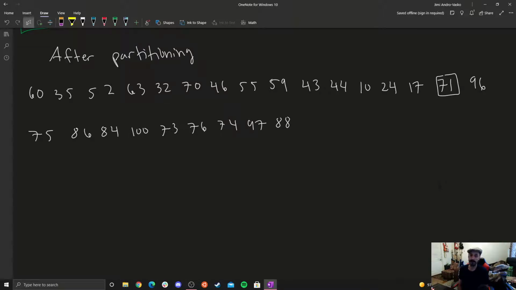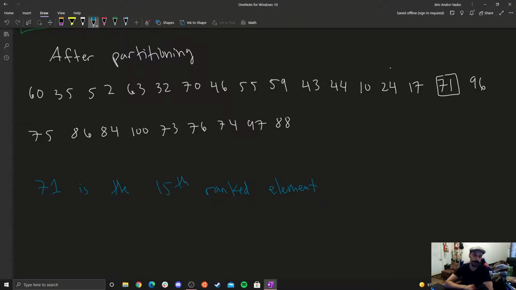So we want to find the median. I'm guessing the 13th element would be the median of a size 25 list. So let's go ahead and count: 1, 2, 3, 4, 5, 6, 7, 8, 9, 10, 11, 12, 13, 14, 15. So that means 71 is the 15th ranked element.